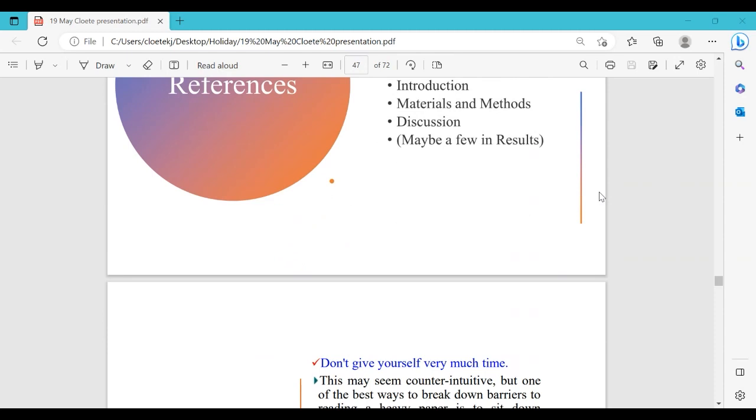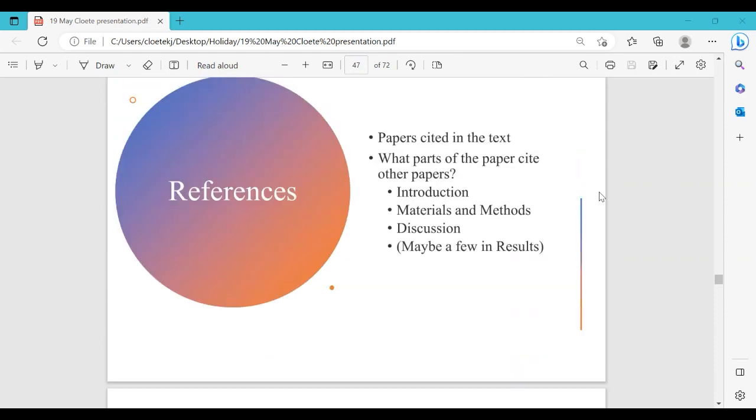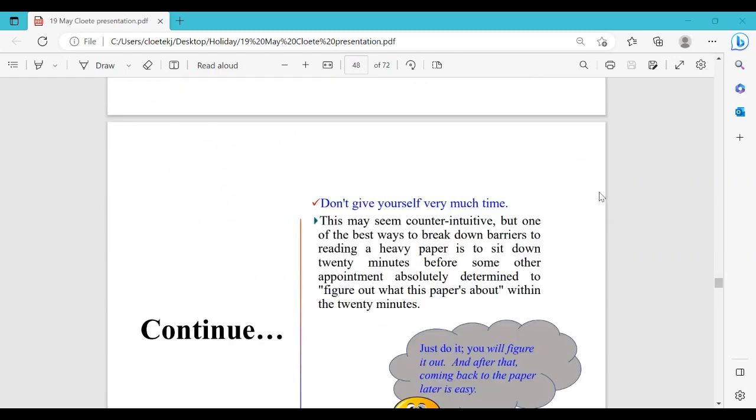And then also, if you haven't published any papers yet, normally references will appear in introduction, materials and methods and discussion. Sometimes in results, but not often. So a results section will normally not have references.